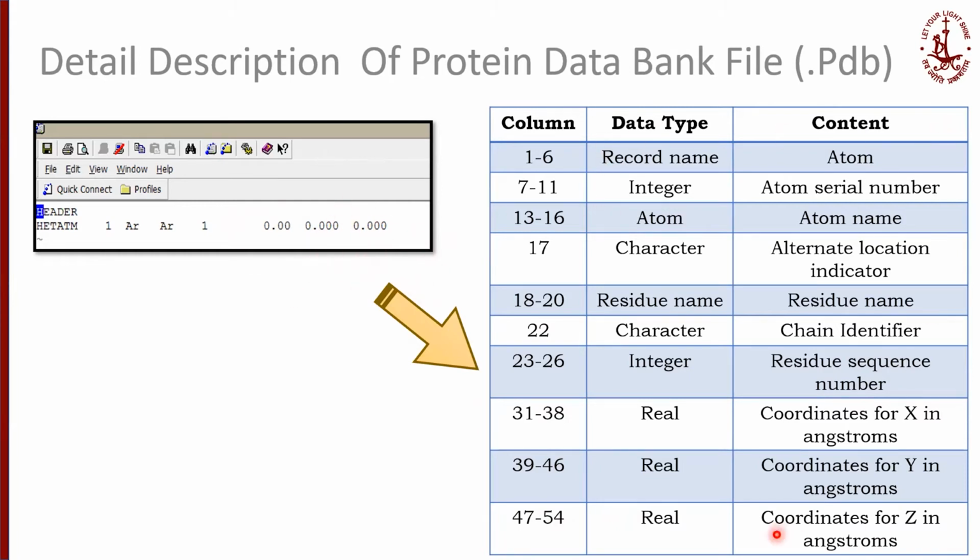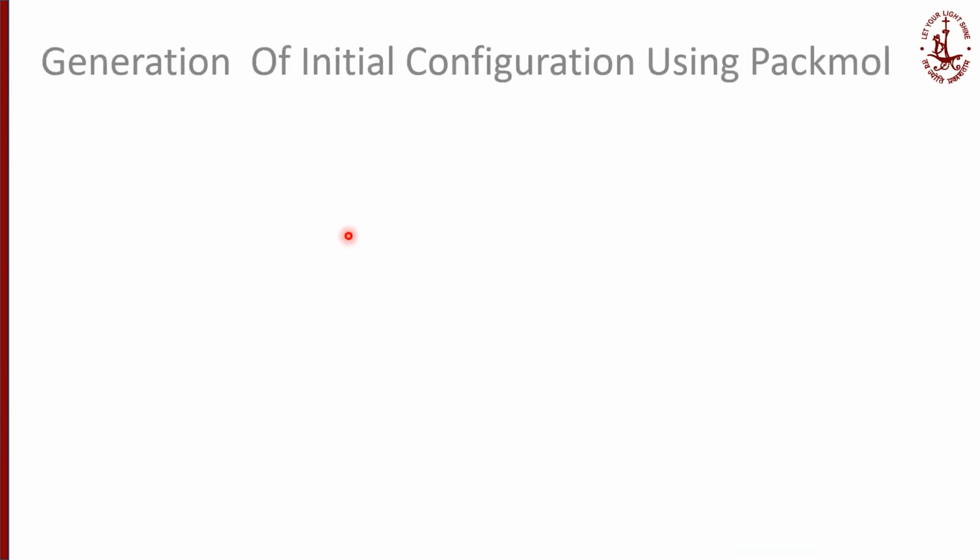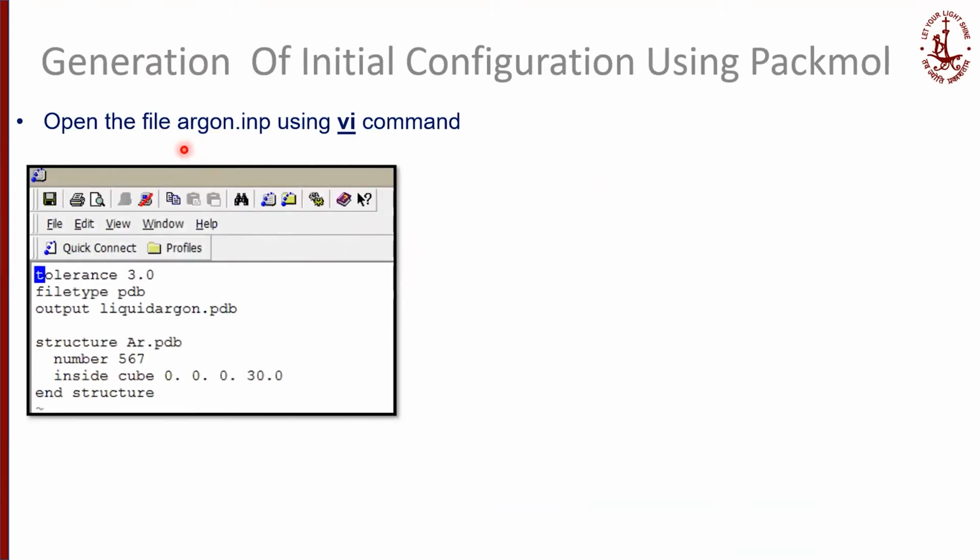So this is the detailed description of a PDB file, what each and everything stands for. Now, how do you generate it? You open the file in the Packmol website. When you go, you will get the input file format also. Or if you want, I can send you these files also. If you open the argon.inp file using the command vi, you will see this type of file coming up. I have used it as an example from the Packmol website only.